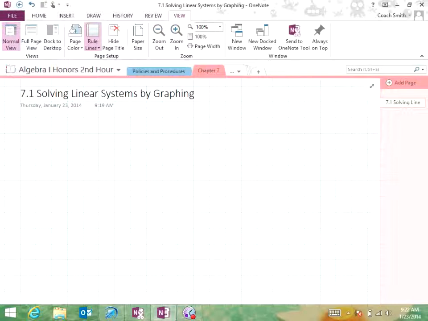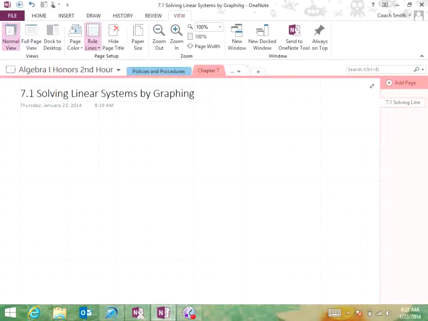We will use graphing today. Tomorrow we'll talk about substitution. And then next week we'll talk about a couple other ways that you can solve to find the solutions to these two different equations. What we're looking at right now will only be two different equations, okay? You won't have 3 or 4 or anything like that.